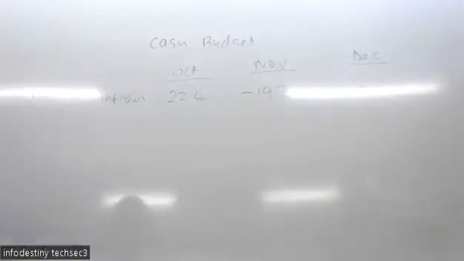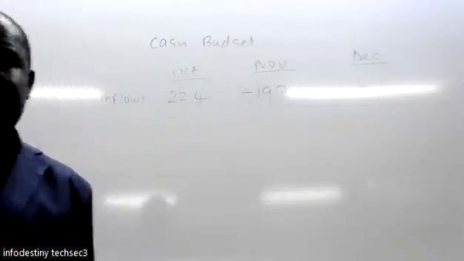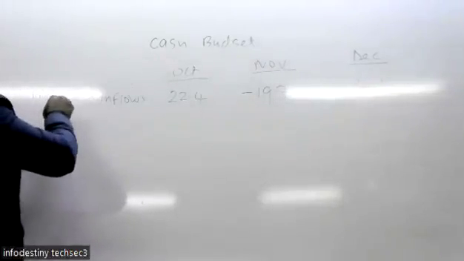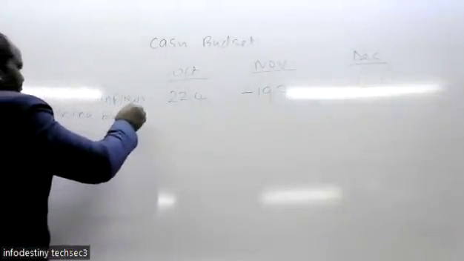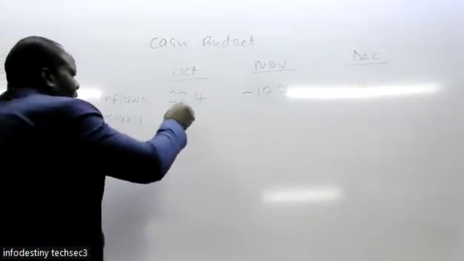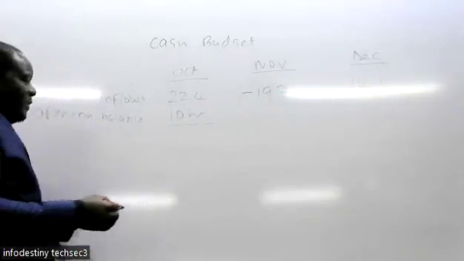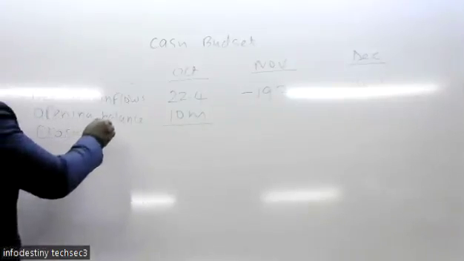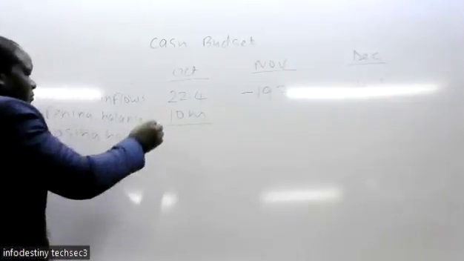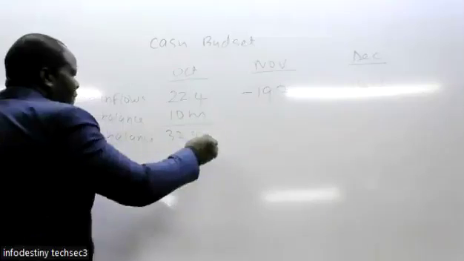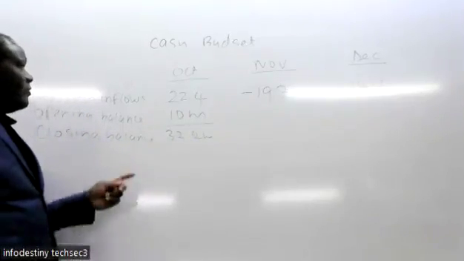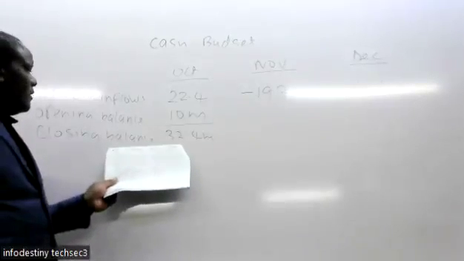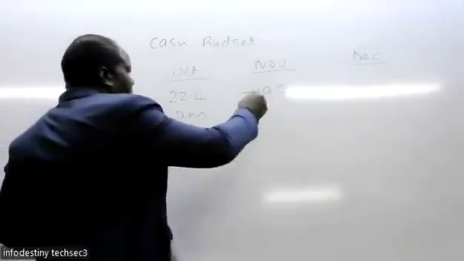Now from there, something is given to you in note number 5 on 1st of October. That will be the opening balance, which is given as 10 million. When you add that opening balance of 10 million, you now get the closing balance, which will be 32.4 million. Then the closing balance for October is the opening for November.